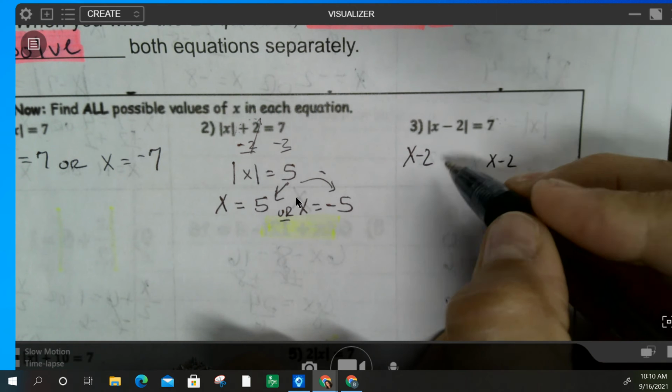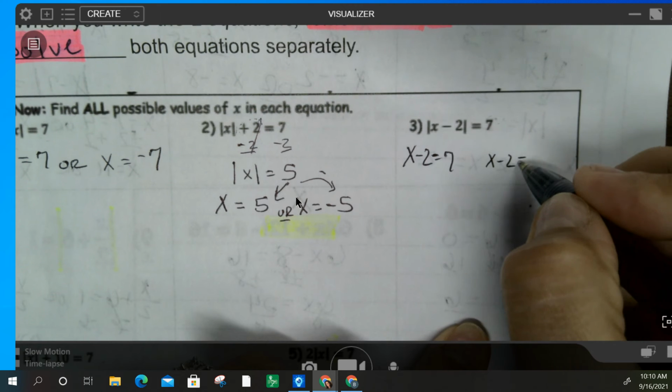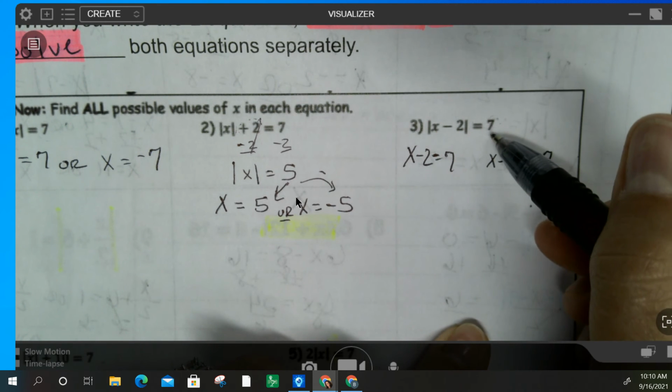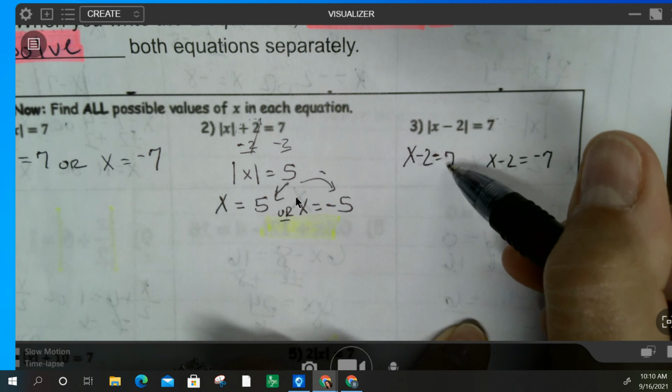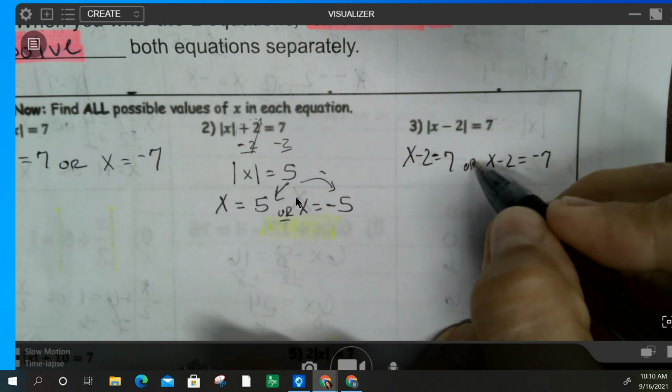Okay, you'll now set it equal to a positive, which is the number you should see, and then the negative of that number. Okay, if this is negative, remember there's no solution. So you'll never just bring this down as a negative. Okay, this one should always be positive. Right, now you're ready to solve the equations separately.